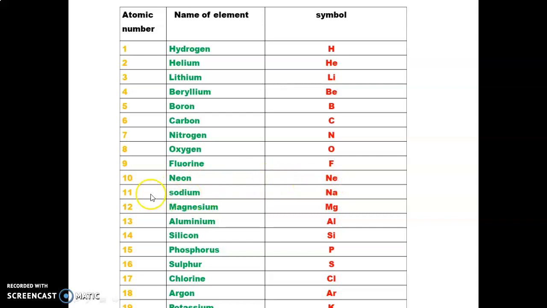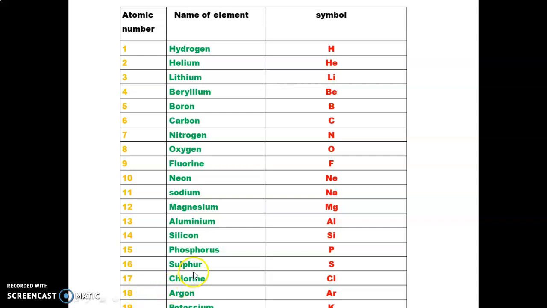capital N, small e. 11, sodium. The Latin name of sodium is natrium, so we use the symbol Na. Magnesium, 12, Mg. 13, aluminium, Al. 14, silicon, Si. 15, phosphorus, capital P. 16, sulfur, capital S. 17, chlorine, Cl. 18, argon, Ar.